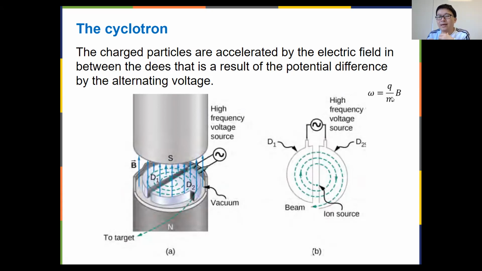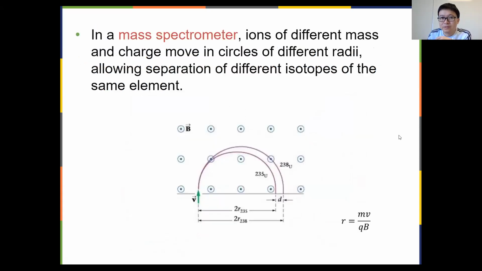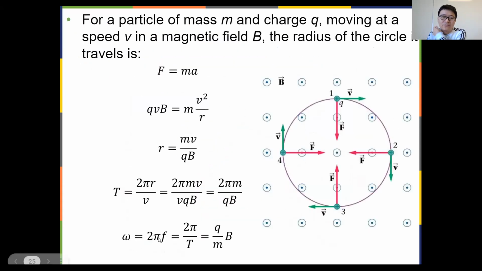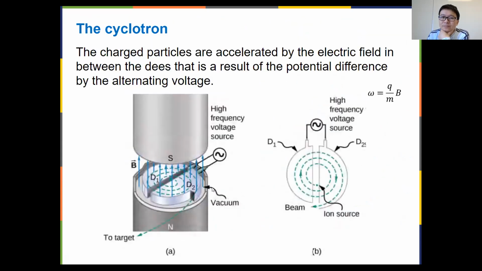So you can again calculate this. Maybe we can go a couple slides backward. In this case, the frequency for the charged particles inside the magnetic field is only related to q, m, and B. By tuning that, you always have the charged particles oscillating in sync when they are crossing the gaps. At the end, you'll get a relatively large velocity of the charged particle that can come out of this exit over here and then hit the target. So that's the cyclotron.